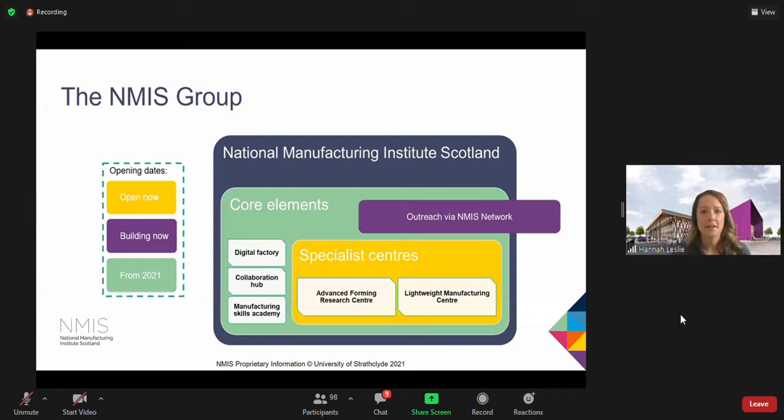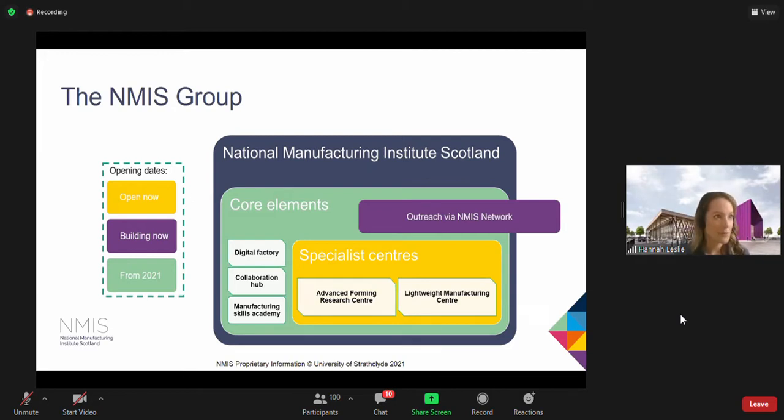In terms of how it's set up, just for those of you who aren't aware, it's got two specialist facilities. The Advanced Forming Research Centre, which has been operating for about 10 years now. It's the first centre that NMIS has grown out of, and the Lightweight Manufacturing Centre, which is more recent. NMIS will also operate a number of core elements, so the Manufacturing Skills Academy, which currently hosts a number of professional development courses. The Digital Factory, which the design engineering team is part of, alongside the digital manufacturing team.